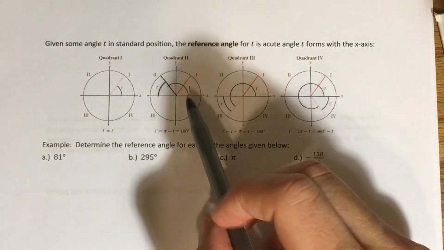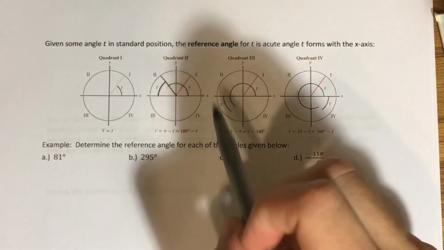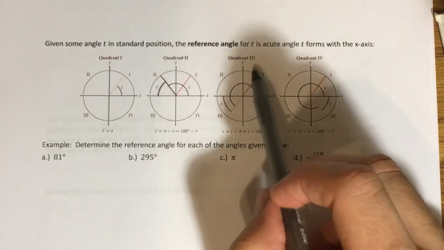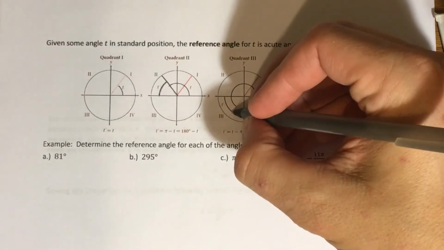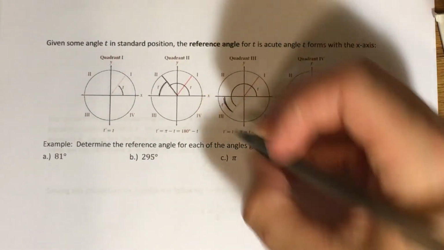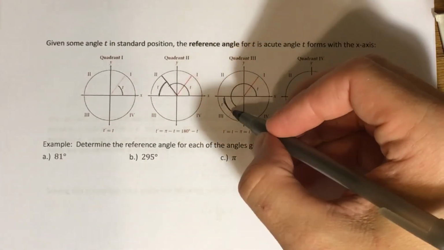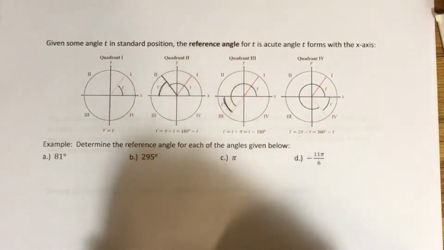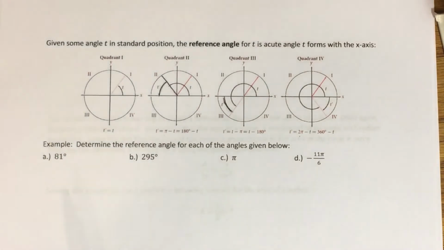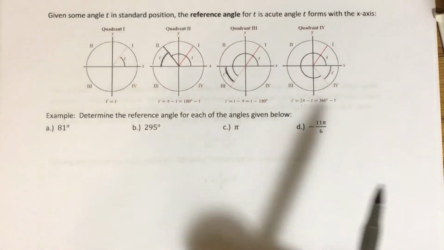Okay. Here, quadrant 2... Oh, we did that one, sorry. Quadrant 3, an angle will be all the way down here. The reference angle is going to be this guy right here. Notice my terminal side is down here, and this is the acute angle that I could form with the x-axis. Quadrant 4 is similar. So let's look at some examples.